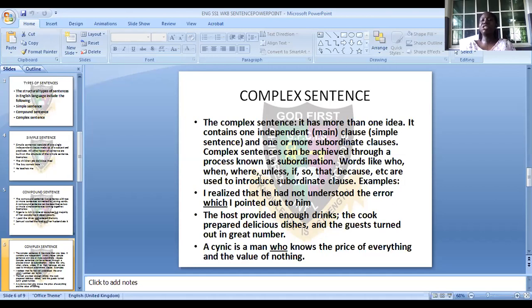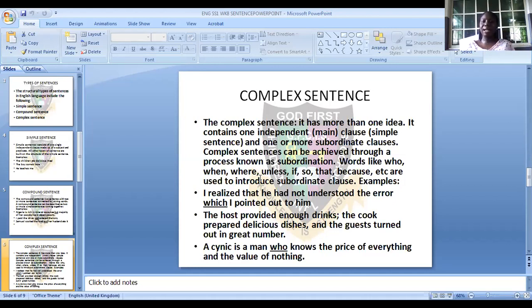Complex sentences can be achieved through a process known as subordination. Now, subordination is when we use words like who, when, where, unless, if, so that, because, etc. to introduce subordinate clauses. Now when we use these words to introduce our subordinate clause and we add this to the main clause, we have our complex sentence. I hope we are together. All right, let's look at examples.